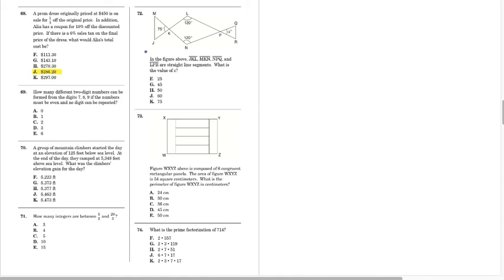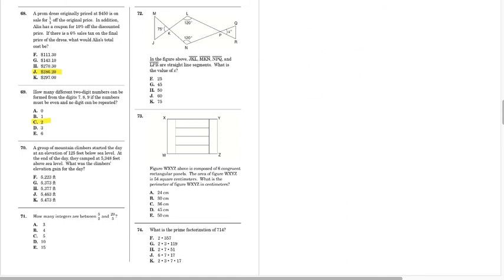Okay, 69. How many different 2-digit numbers can be formed using those 3 numbers, not repeating, and it must be even. So it's got to be even, it has to end in 8. So there are only two choices, 78 and 98. Right? So our answer is C.